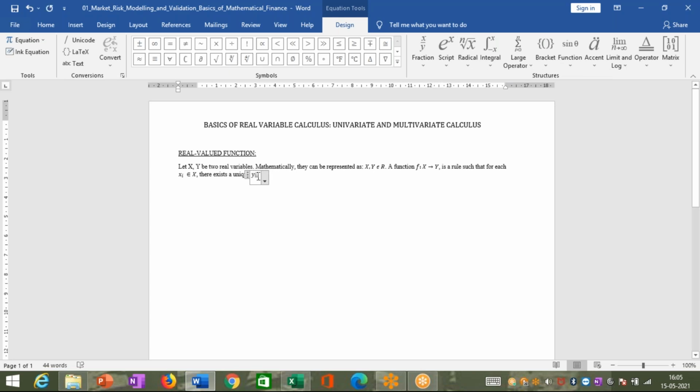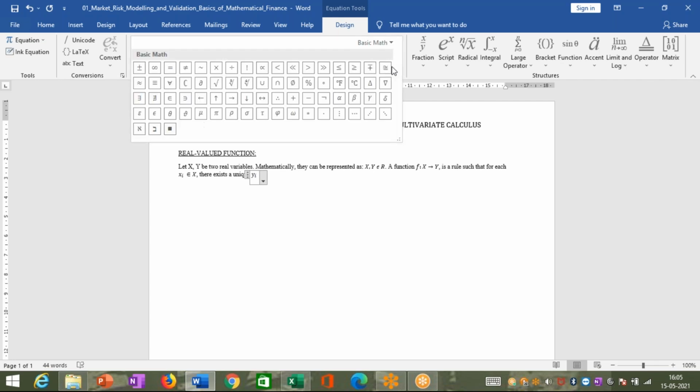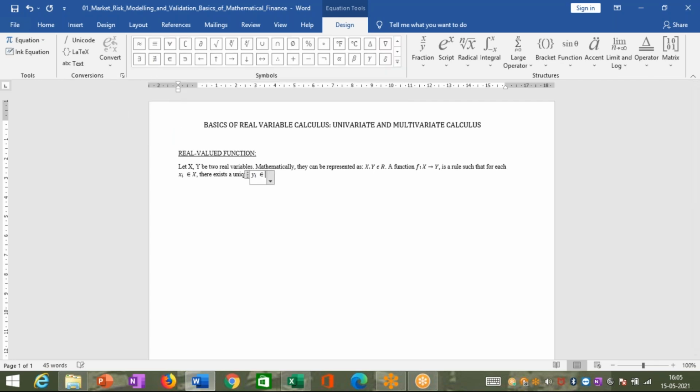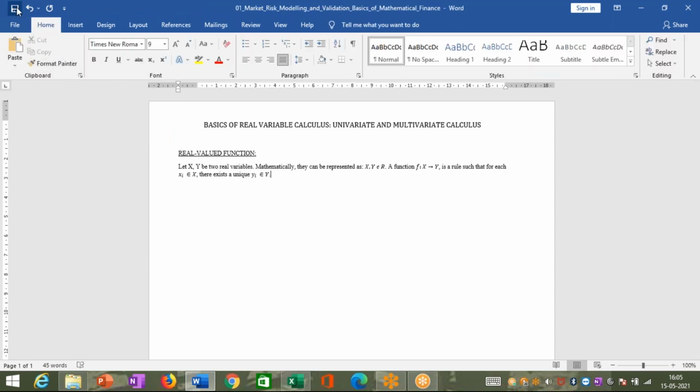There is a unique yi which belongs to Y. So basically, what this particular function tells me is that you have two functions, x and y, where x and y are two real variables, right? Now, mathematically, they can be represented as x, y belong to R. So the function is a rule such that for each xi there exists a unique yi in the set Y.